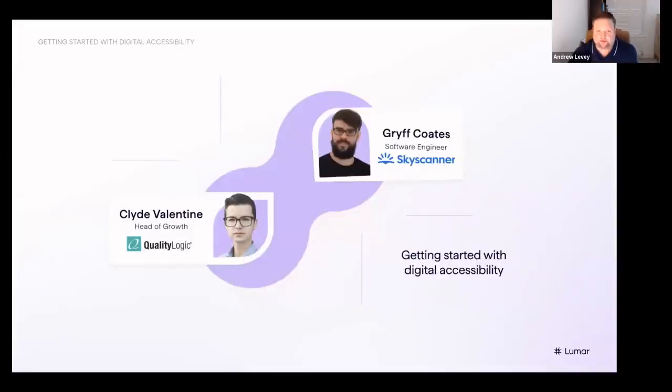I've got 2 special guests with me for the webinar today who are going to delve into the topic of digital accessibility. We've got Gryff Coates, who's an accessibility advocate and software engineer at Skyscanner. He's part of a team helping attract new users to Skyscanner using SEO. He's also got a love of travel and is an accessible user, so his aim is to make travel accessible to all. We've also got Clyde Valentine with us today, who's head of growth at accessibility consulting firm QualityLogic, and focuses a lot of his time helping consult with organizations on how to build accessibility best practices into their business. So we're looking forward to a great session with those 2 today.